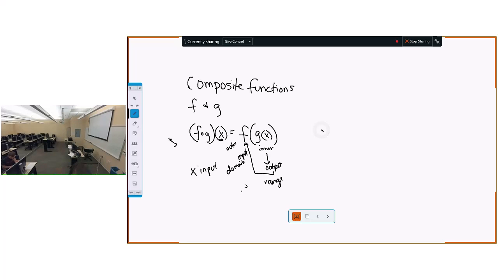Sometimes we would have g circle f of x, and that is g of f of x. In these, it has switched. f of x is now your inner function. The output, or the range, of f of x has to be in the domain of g of x, because it's going to be the input, and you can only input things that work in the domain.